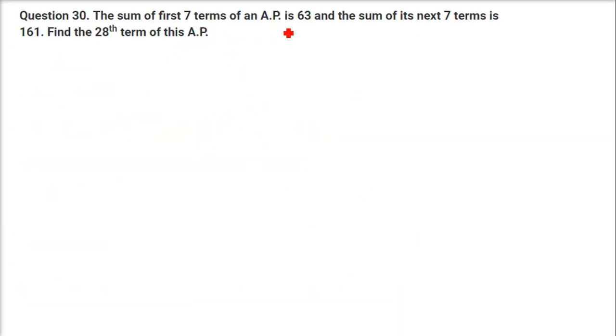The sum of first 7 terms of an AP is 63, that is S7 is 63. The sum of its next 7 terms is 161. So I cannot write it as S14, because the question is from 1 to 7, this sum is 63. Then from 8 to 14, means 1, 2, 3, 4, 5, 6, 7 terms, then 8, 9, 10, 11, 12, 13, 14. This is given as 161.